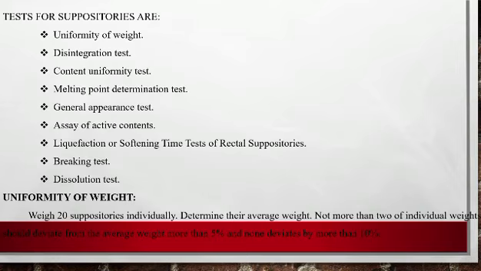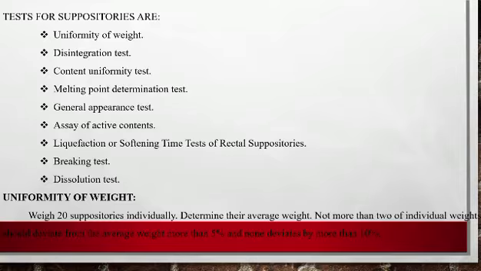Next one is dissolution test. Dissolution test means the amount of drug that is dissolved at a certain time interval. We have to check the amount of drug that gets dissolved in the body fluids. So these are the 9 evaluation tests for the suppositories.